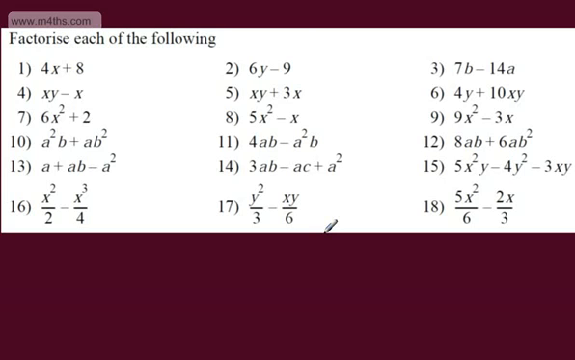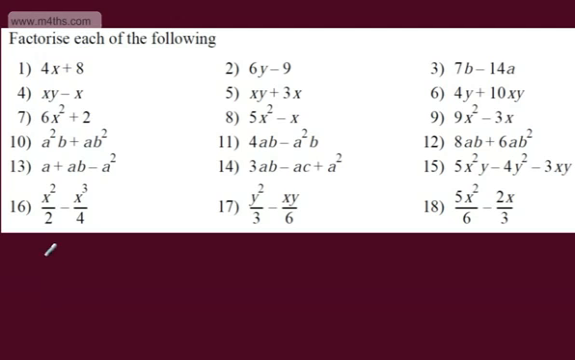In this video, we're going to look at factoring algebraic expressions. These are all examples of algebraic expressions. So 4x plus 8 is an algebraic expression, xy minus x is an algebraic expression. What we're looking to do when we factor is take out the highest common factor of both the numbers and the variable. So x is a variable, y is a variable.